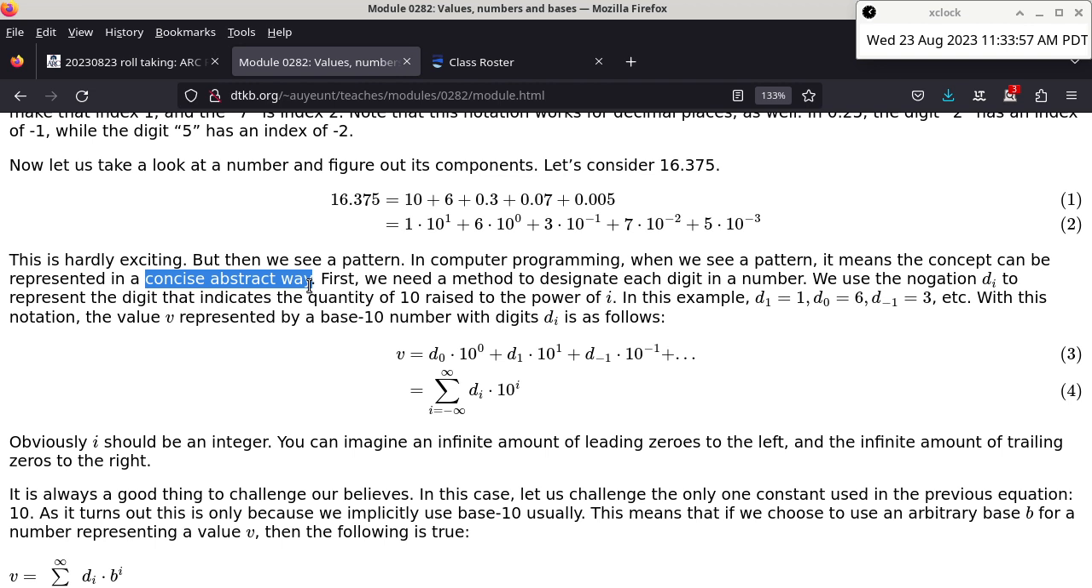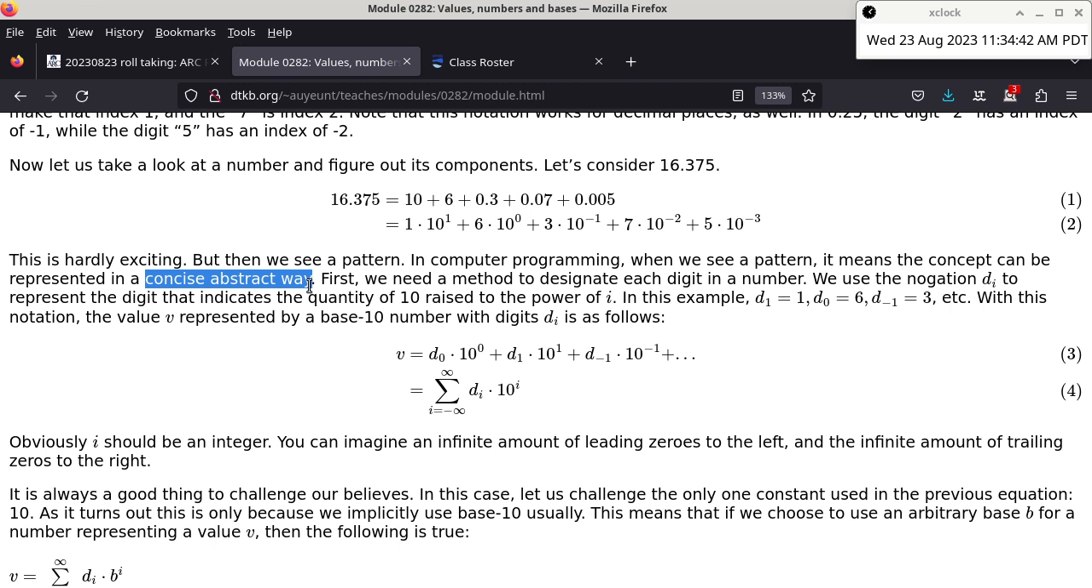Okay? All right, so if that is the case, what are we gonna do here? First we need a method to designate each digit in the number. In other words, I need a notation, I need a way to say, I'm referring to the digit representing base to the power of 0. I'm pointing to the digit representing the quantity of 2 to the power of 3, and so on. So how do I designate the digits? I'm using D of I to represent the digit that indicates the quantity of 10 raised to the power of I. So that is a description of a notation.